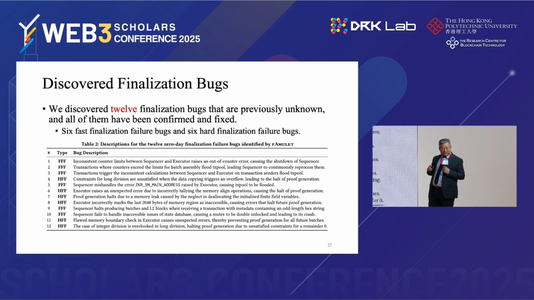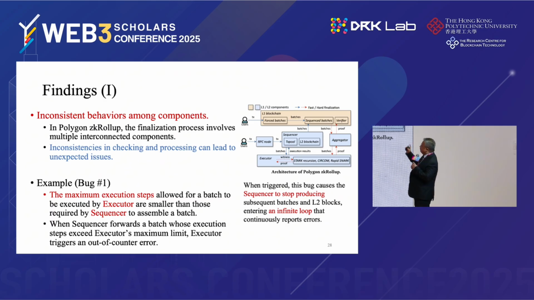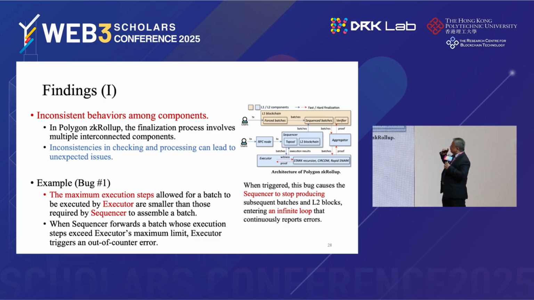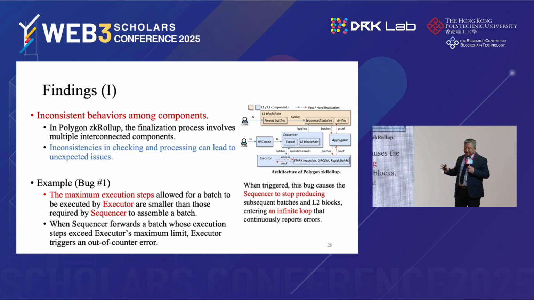Here I will just introduce some of the bugs caused by inconsistency. The first one is due to inconsistent behavior among components. Basically, the finalization process involves multiple components, and inconsistency in checking and processing can lead to unexpected issues. For example, the maximum execution steps allowed by the executor are smaller than that required by the sequencer. In this case, when the sequencer forwards a batch whose execution steps exceed the executor's maximum limit, the executor will trigger an out-of-counter error. Once triggered, the bug causes the sequencer to stop producing subsequent batches and L2 blocks.